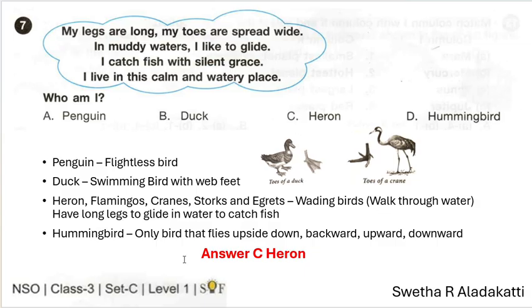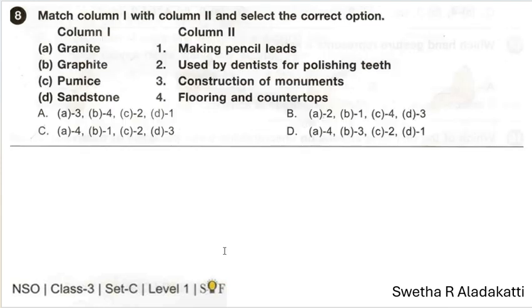Now D, hummingbird is the only bird that can fly upside down. It can fly backward. It can fly upward directly. It can fly downward. As in an air show, we would have seen jets flying, right? Fighter jets. Similarly, hummingbird can fly. 8. Match column 1 with column 2 and select the correct option. So here minerals are given and in column 2 their uses are given.